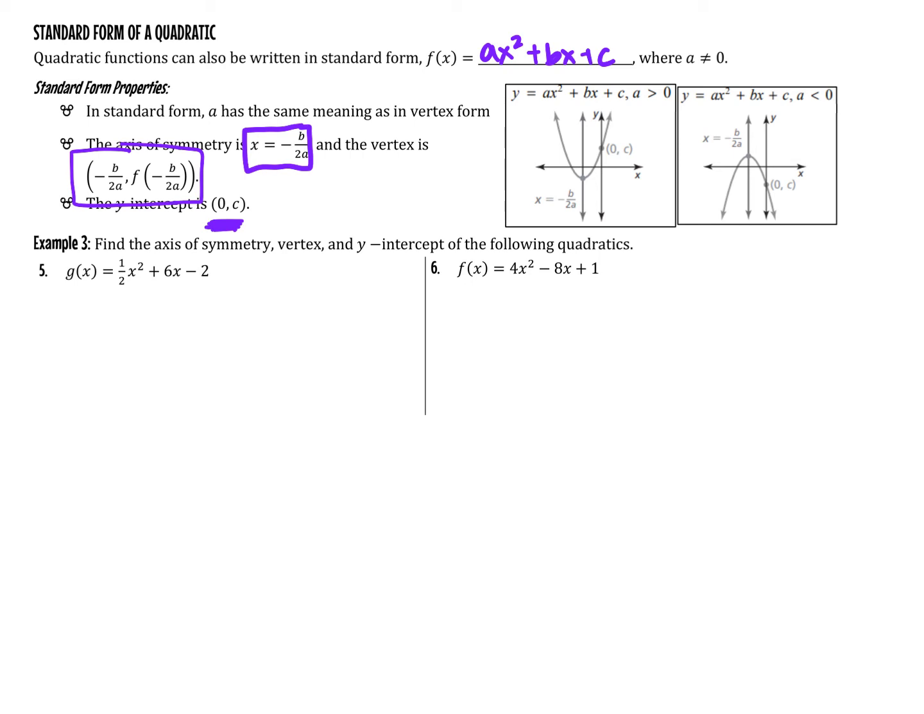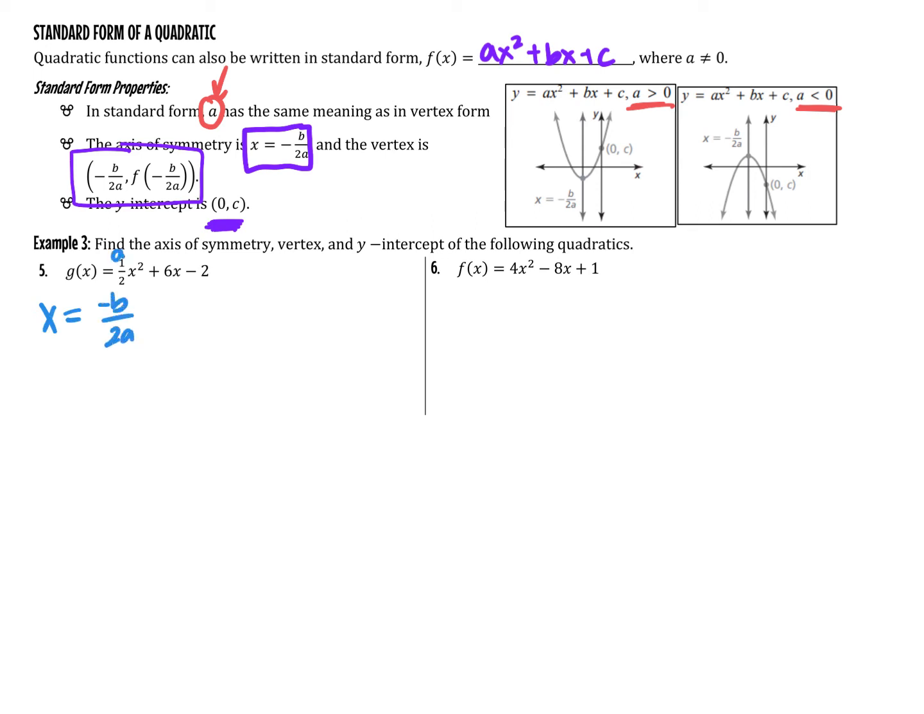What we just talked about before when we were talking about vertex form is this a value and how that helps us identify if the quadratic is going to open upward or downward, and that is still true. This a means exactly the same thing in standard form as it does in vertex form. So let's practice using this approach to identify the axis of symmetry, the vertex, and let's go ahead and find the y-intercept as well. So axis of symmetry, we need to take the opposite of b over 2 times a.